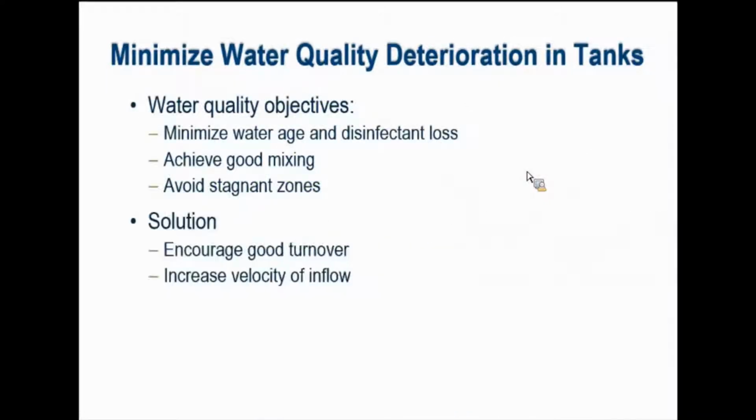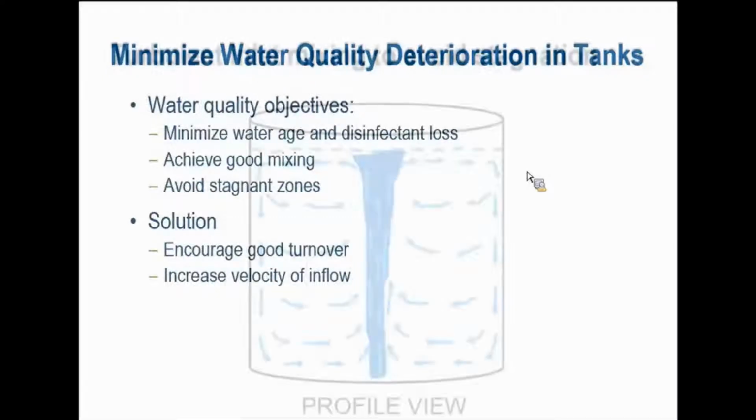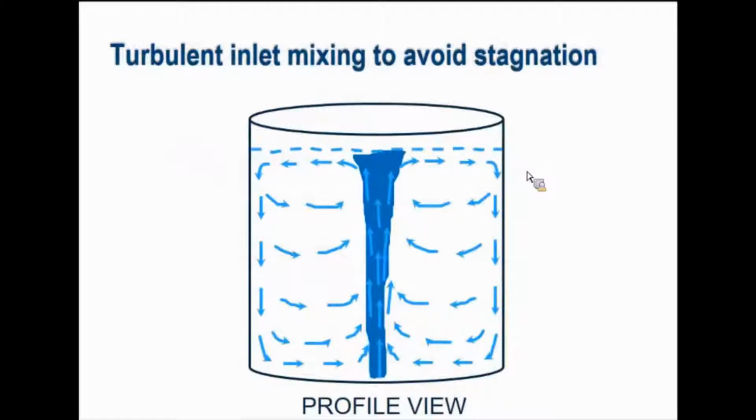Okay, so with tanks, we need to be careful about water age and disinfectant loss. We need to have good mixing. We don't want the tanks to be stagnant. So to alleviate this, we might increase the velocity input of the tank. We might add a mixer, or we might ensure that the tank drawdown happens frequently. This is an example of inlet mixing. There's an inlet in the middle of the tank. Maybe it's a neck down reducer that causes additional flow velocities and causes turnover in the tank.